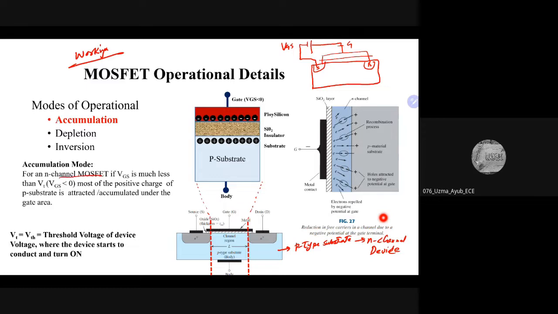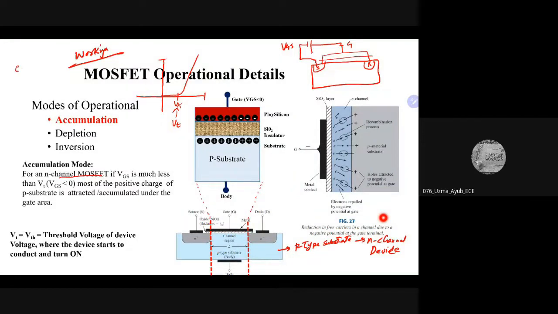For an N-channel MOSFET, if VGS is much lesser than VT, VT is the threshold voltage. Likewise, you were using knee voltage VK in the diodes. You used to say that after knee voltage, diode starts conducting, and before knee voltage, diode is off. Similarly, here there is a voltage called threshold voltage. After threshold voltage, MOSFET turns on, channel is created, and before threshold voltage, channel is not created. So MOSFET is off.